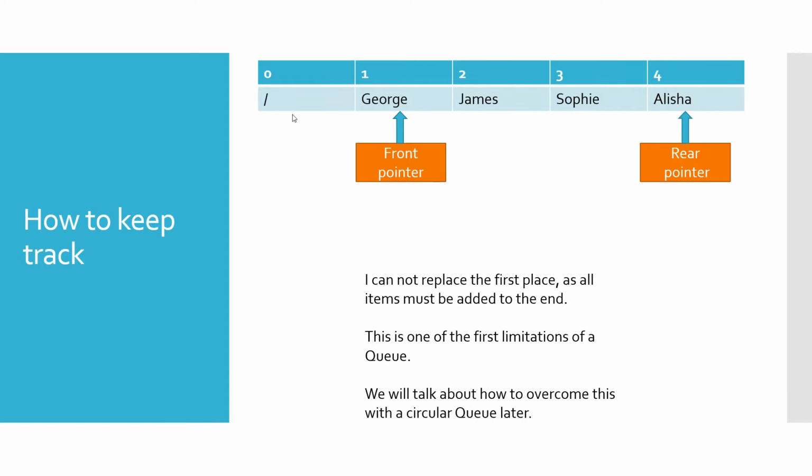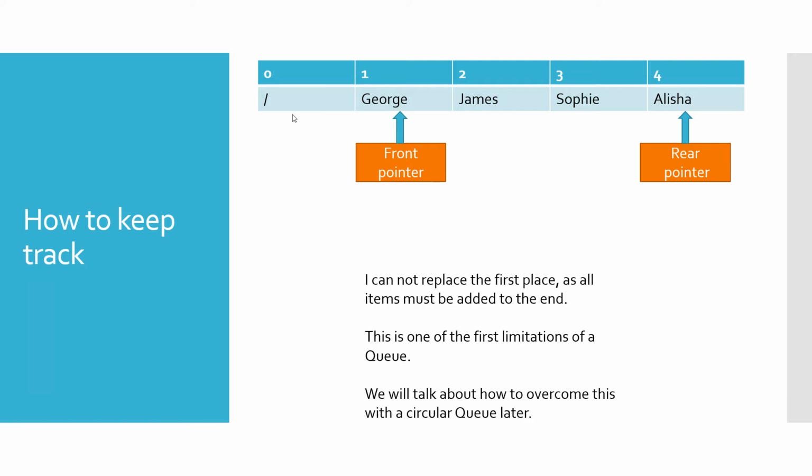Okay, so as I said, cannot use that first place. All items must be added to the end. Remember, that was one of my keys. And so we're at the first limitation of a queue. You might be thinking, well, then why are we using them? But there are lots and lots of reasons why we will. This is just a simple way of understanding some of the limitations.